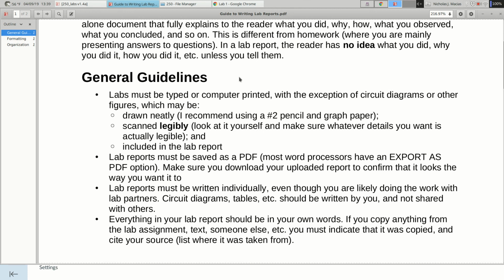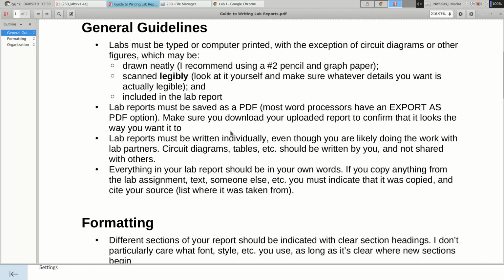All right, so lab reports get submitted as a PDF. Most word processors, Word, LibreOffice, OpenOffice, will let you export as a PDF. Don't ever turn in a doc file. Doc files are the most unreliable way to pass information around.